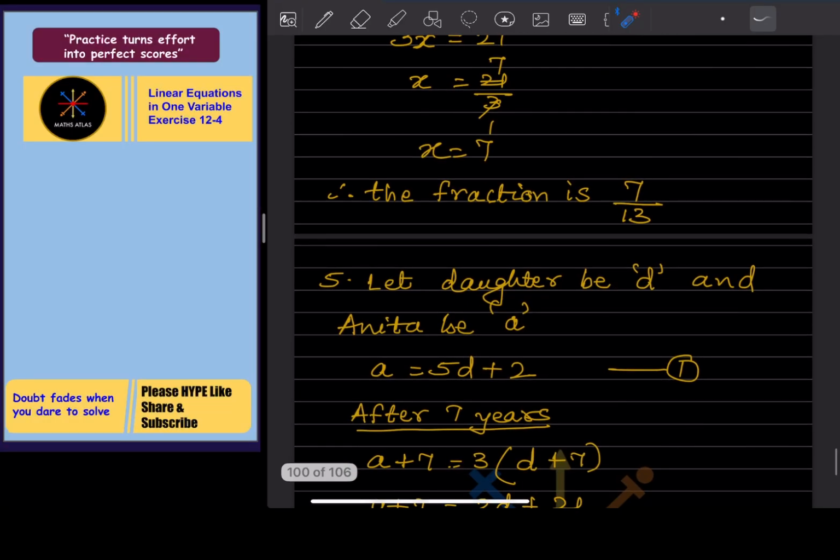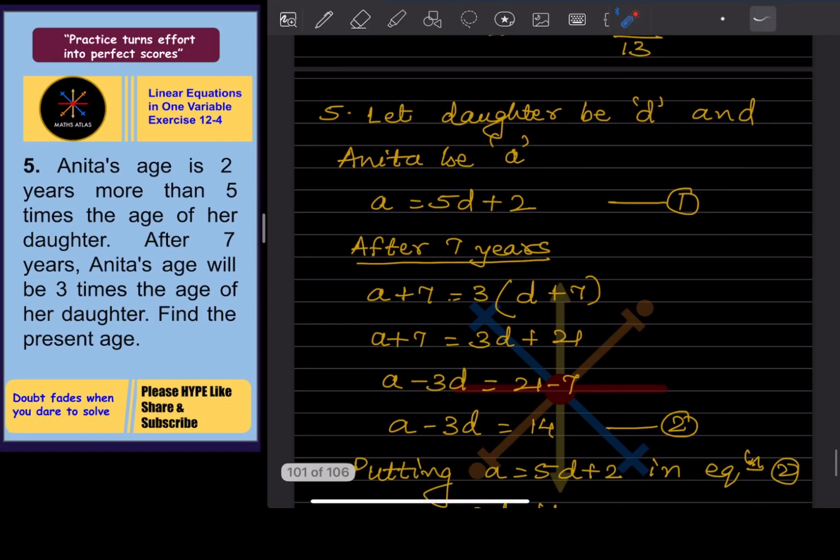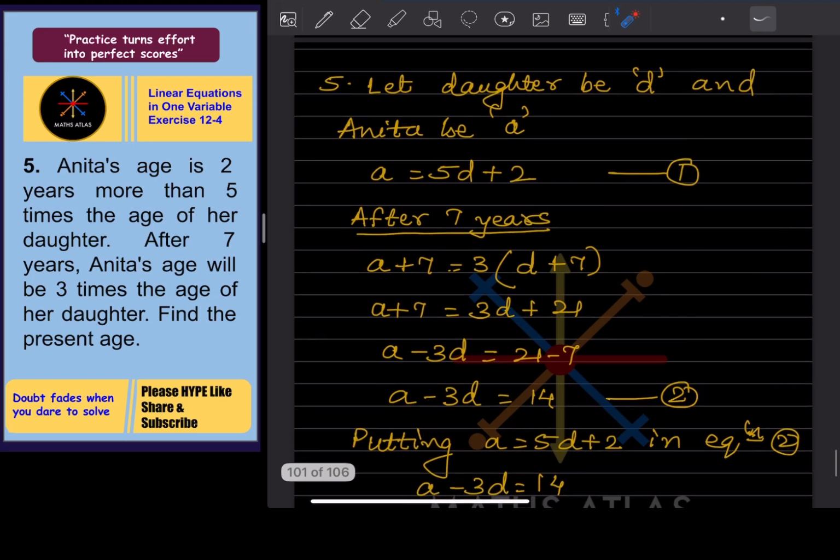So now let us go for the next question here, question number 5. Look at the question on the left side. Anita's age is 2 years more than 5 times the age of her daughter. After 5 years, Anita's age will be 3 times the age of her daughter. You have to find the present age. So we can consider that daughter be D and Anita be A.